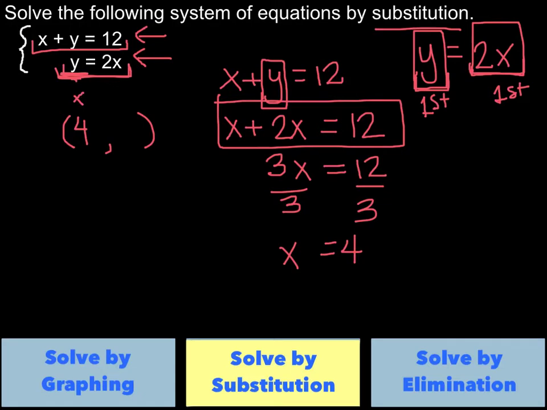I won't always get x first. Make sure you put them in the right place. Sometimes you get y first. It just happens. But in this case I got x first and it's 4, so I have to find y.